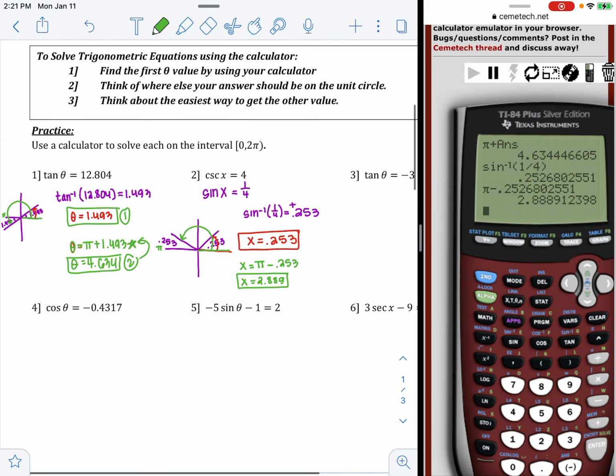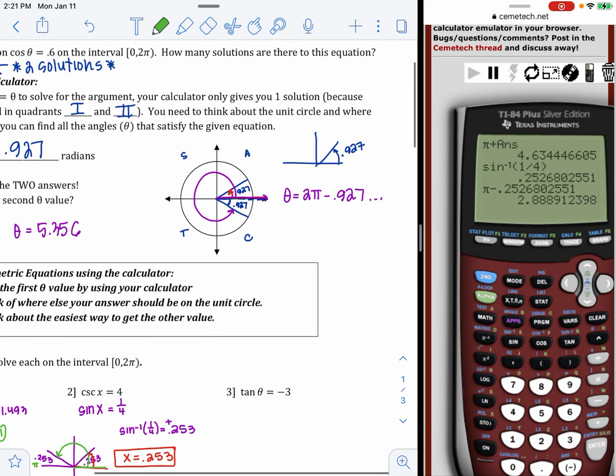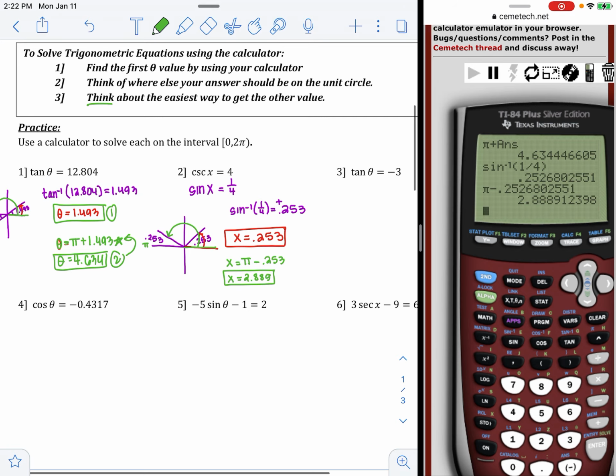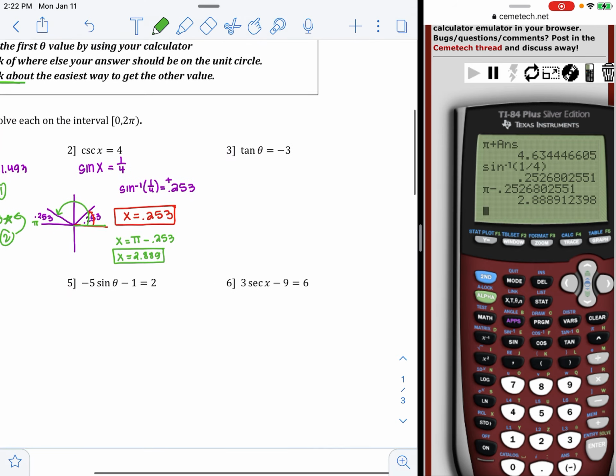Okay? So people are always looking for a rule, and they're like, wait, do you do pi plus or pi minus always? No, because we did 2 pi minus here. So you have to think about, right? Think about the easiest way to get the other value.